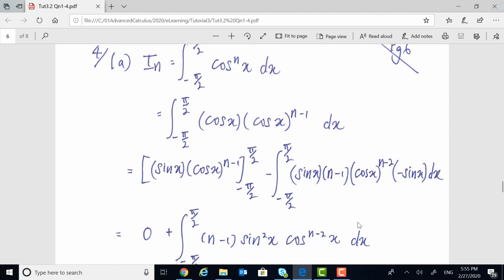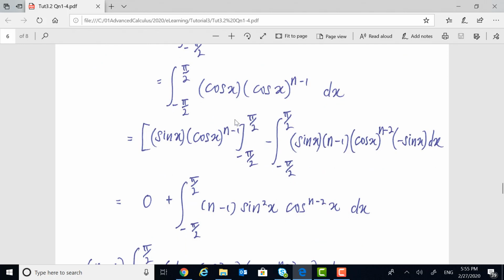Now if you apply the limits to the first part, if you put in pi over 2 into this expression or put in minus pi over 2 into the x values, you find that they will all add up to nothing, 0. You put in pi over 2 here, and after that put in minus pi over 2, you find that in either case they will add up to 0 because cos of pi over 2 or cos of minus pi over 2 is actually 0. Now for over here, I can just tidy them out. You have a minus here, you have a minus here, so it now becomes a plus. The n minus 1, sine and sine gives you sine square, and then cos to the power of n minus 2.